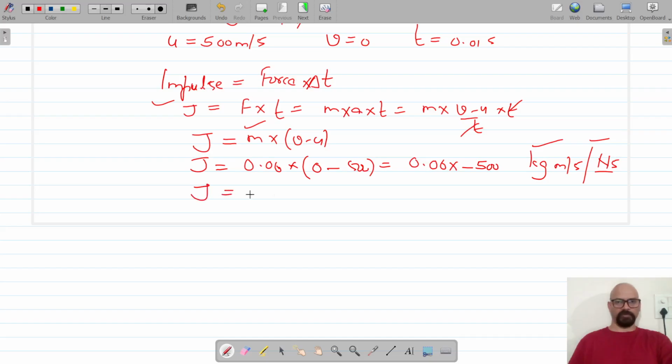So impulse is equal to, 6 fives are 30. We have two zeros, and if we put in the decimals, that should be equal to negative 30. So this is negative 30 Newton second is the impulse.